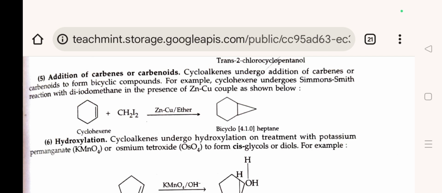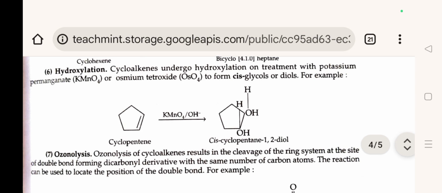Hydroxylation. Cycloalkenes undergo hydroxylation on treatment with potassium permanganate, KMnO4, or osmium tetroxide to form cis-glycols or diols. For example, cyclopentene in the presence of KMnO4 gives us cis-cyclopentane-1,2-diol.